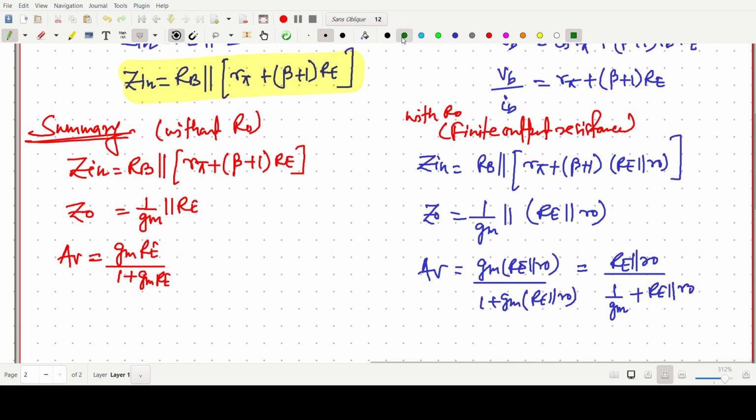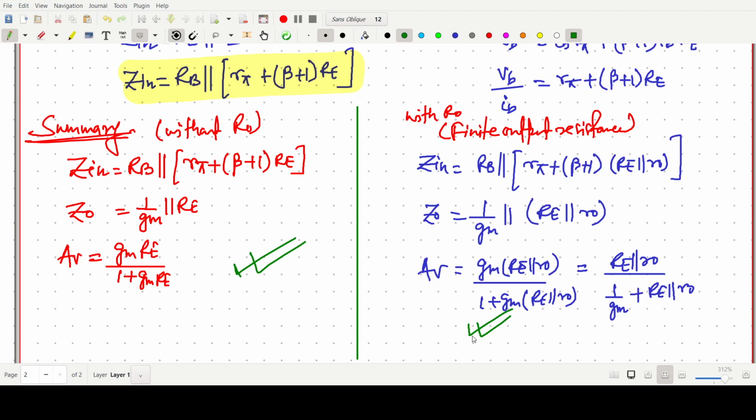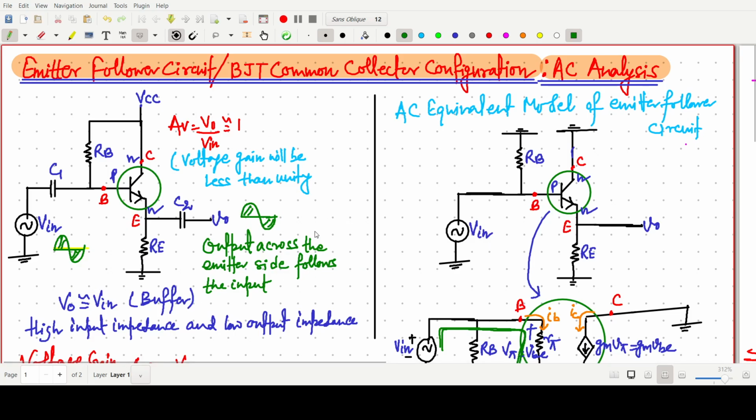So these are very important observations for the common collector configuration, or emitter follower circuit, where the input follows the output, across the base side, and it is used as a buffer. Clear? So this is all about the small signal analysis for an emitter follower circuit or BJT common collector configuration.